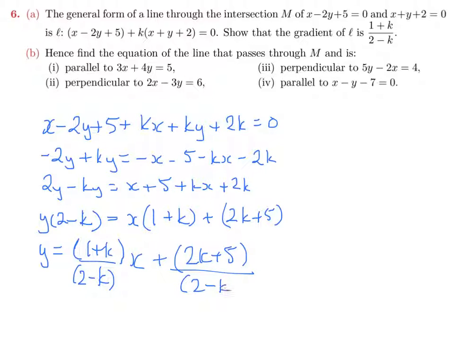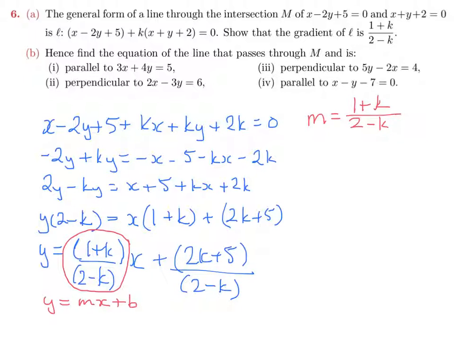Now, what we've done is we've put it into gradient intercept form, y equals mx plus b. So we know that the coefficient of x is going to be our gradient. Hence, the gradient is (1 plus k) over (2 minus k), as we wanted. Now, let's just have a look at part i of b, and the rest is going to be pretty similar.